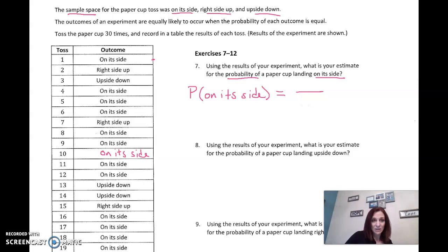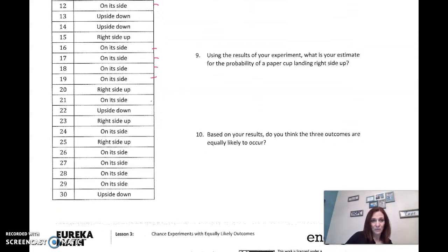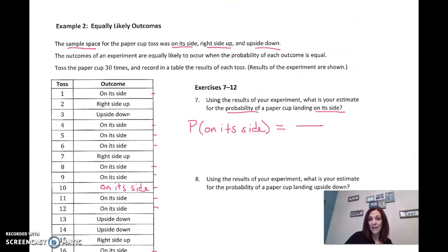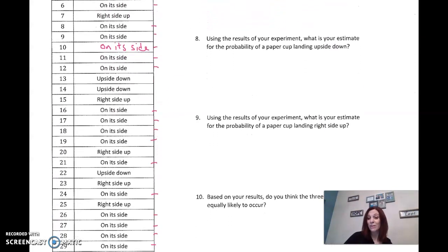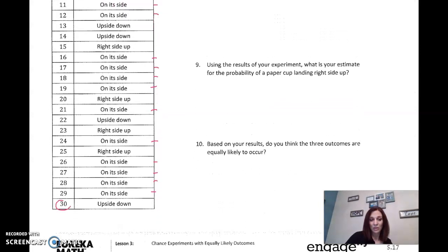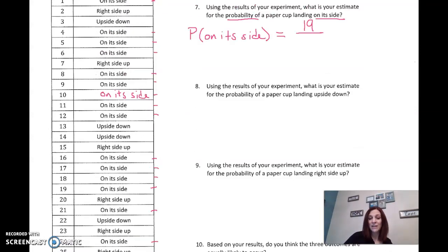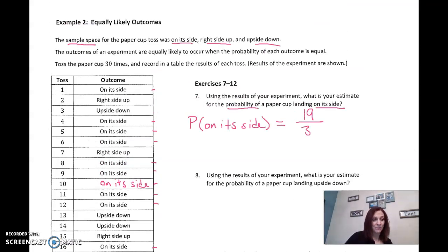So if you count on its side, there's 1, 2, 3, 4, 5, 6, 7, 8, 9, 10, 11, 12, 13, 14, 15, 16, 17, 18, 19. So it happened 19 times out of the total number of times. Well, how many times did we already do this experiment? 30. So we have 19 out of 30. Okay, and you can leave it like that.